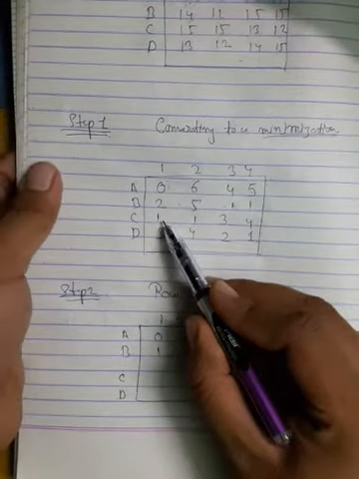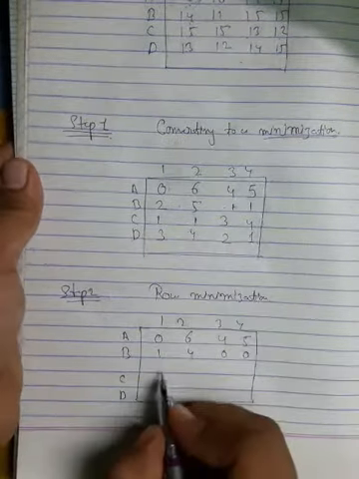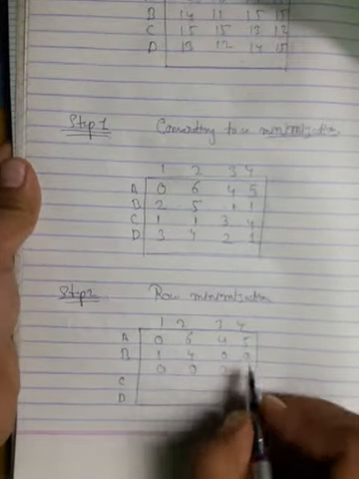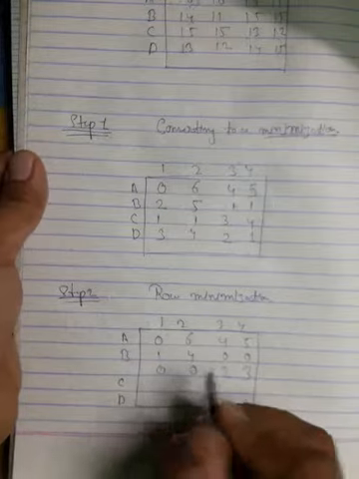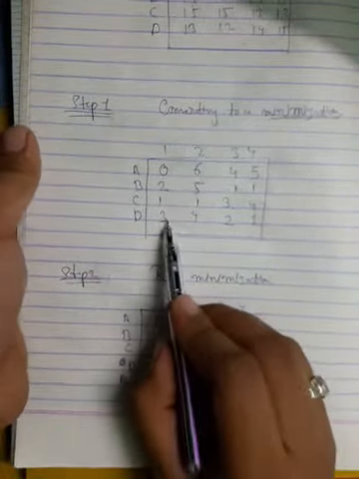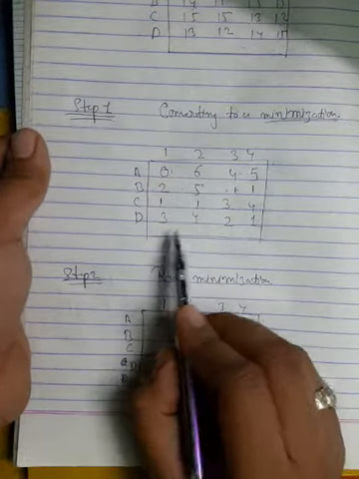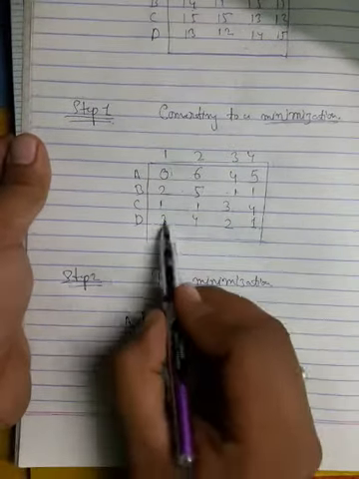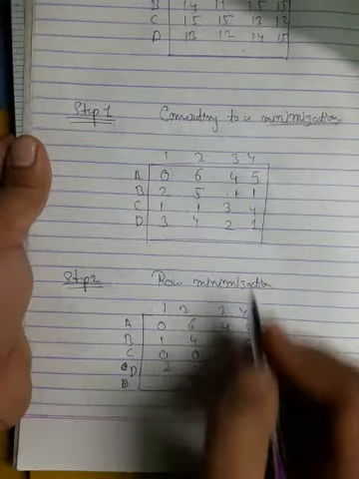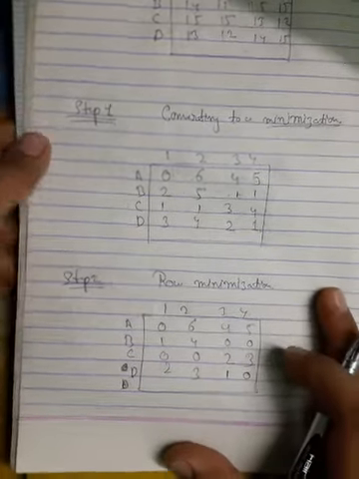Okay, now in the next row you have minimum value again 1. You have to subtract it from each element. 1 minus 1 is 0, 1 minus 1 is 0, 3 minus 1 is 2, 4 minus 1 is 3. Okay, now in the next row you have minimum value 1. Now you have to subtract this minimum value from each element of that row. So 3 minus 1 is 2, 4 minus 1 is 3, 2 minus 1 is 1, 1 minus 1 is 0. Okay, now my row minimization is over.